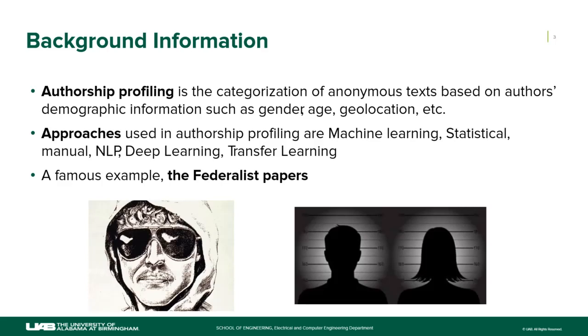One famous example of authorship profiling is the Federalist Papers, a series of 85 essays written by Alexander Hamilton, John Jay, and James Madison between October 1787 and May 1788. The essays were published anonymously under the pen name Publius, in different New York State newspapers of that time.